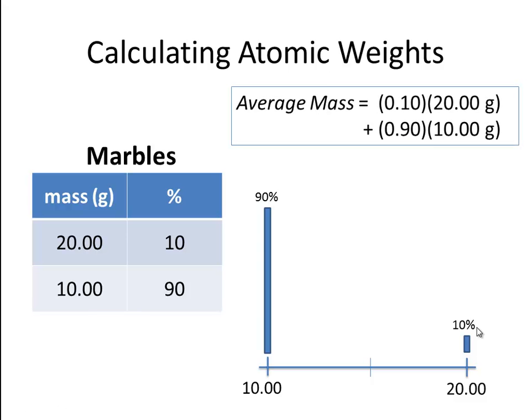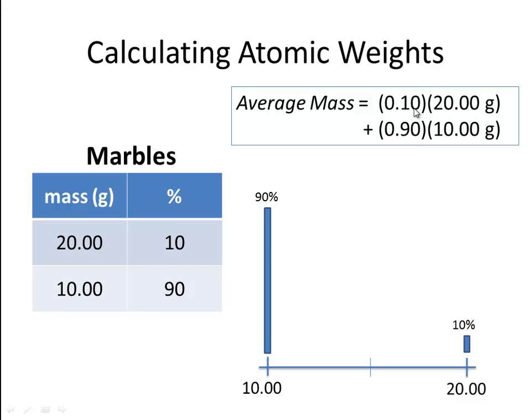And I'm going to show you a way of calculating the average when you don't know the count, but you do know the relative percentages. And it's really neat, and it's very straightforward. So all you do is for each type, each different mass of marble, you simply multiply the mass by the decimal value that corresponds to the percentage.